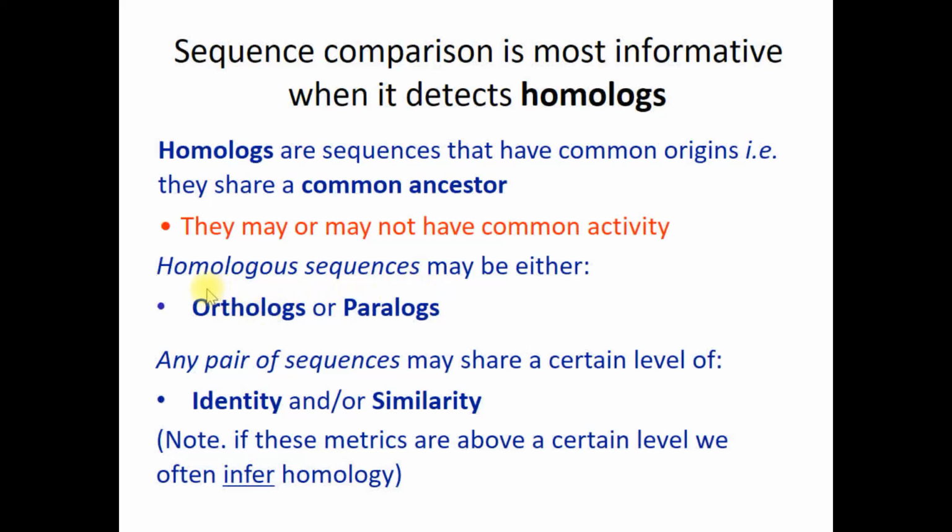So how do we define whether two sequences are homologs? There are two metrics, identity and similarity. Actually, any pair of sequences may share a certain level of identity and similarity. So if these metrics are above a certain level, we often infer homology.